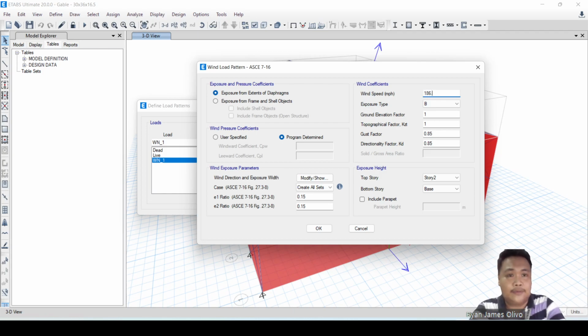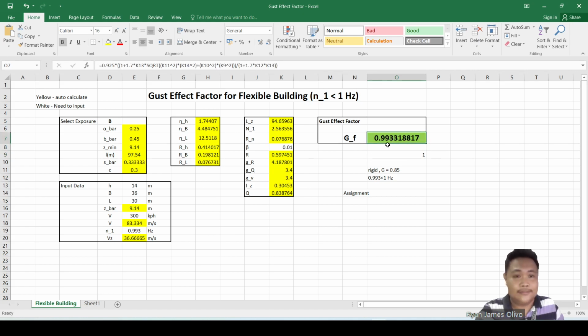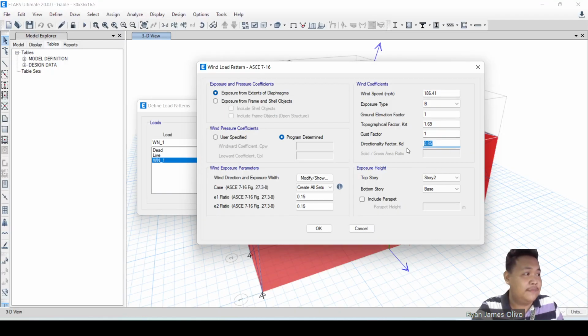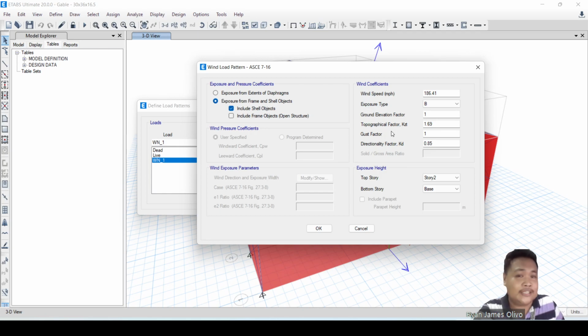So 186.41. This is 300 kph. Exposure type B. Ground elevation factor is 1. Topographical factor is 1.69. For the gust factor, instead of inputting 0.85, I'll try 1 because that is the computation of my gust factor, although I can consider 0.85 because 0.993 is almost 1. But I explained earlier that it is my judgment to use 1 because of this 300 kph. Directionality factor is 0.85. Then let's click this exposure from frame and shell objects, and only shell objects. Our story exposure height is all.